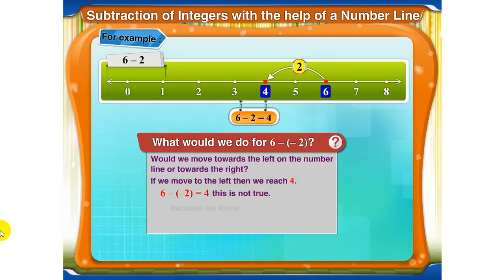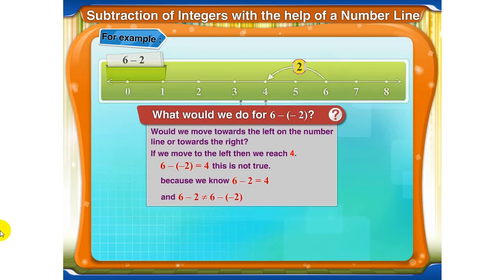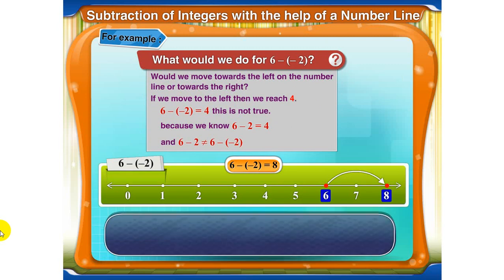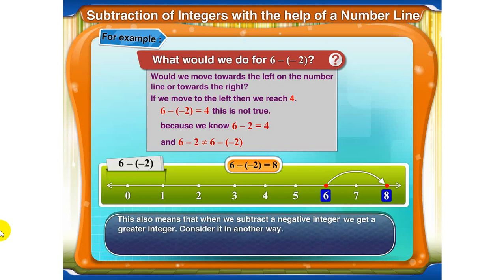This is not true because we know 6 minus 2 is equal to 4, and 6 minus 2 is not equal to 6 minus minus 2. So we have to move towards the right, that is, 6 minus minus 2 is equal to 8. This also means that when we subtract a negative integer, we get a greater integer.